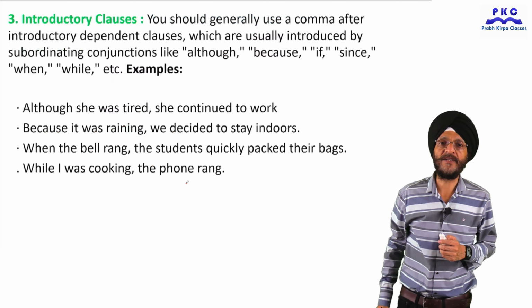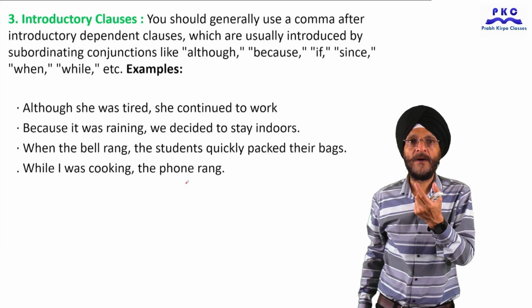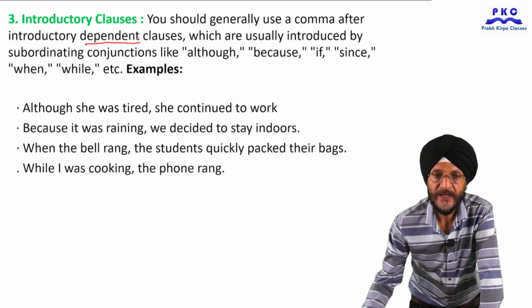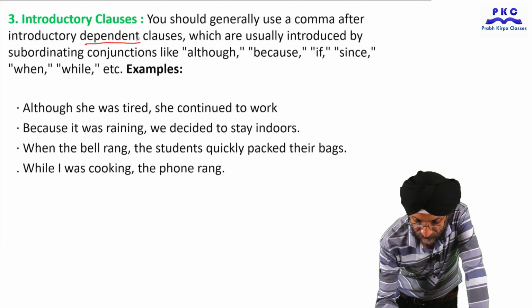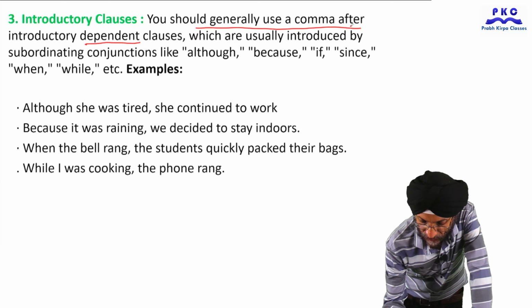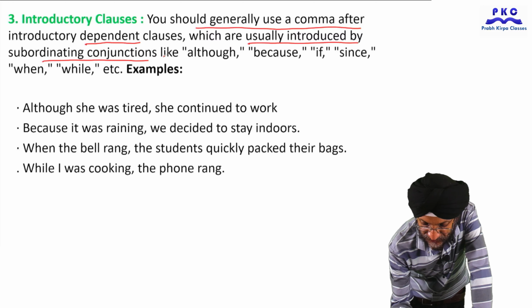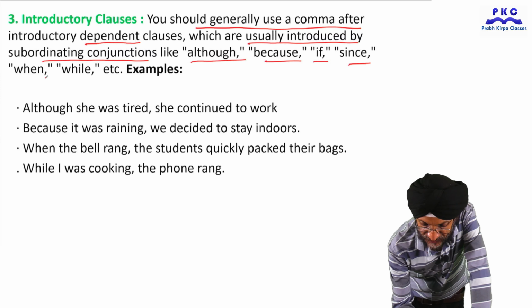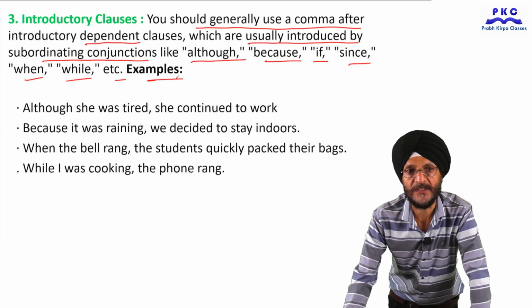After the introductory clause we also use an introductory comma, but here the introductory clause has to be a dependent clause. You should generally use a comma after an introductory dependent clause, which is usually introduced by subordinating conjunctions like although, because, if, since, when, while, etc. Here are certain examples.